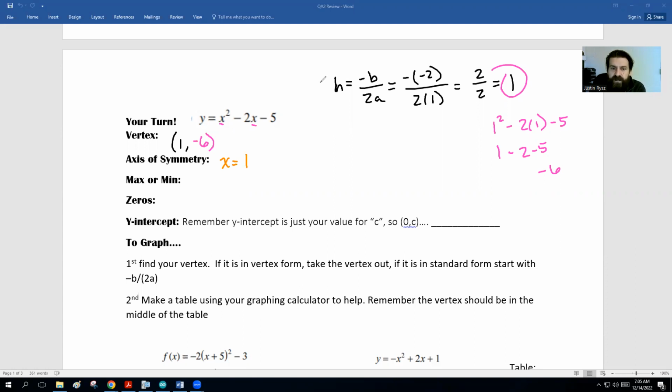All right, is this a min or a maximum? Well, we use our same rules. Our a is positive. Positives make a smiley face, so this would be a minimum.